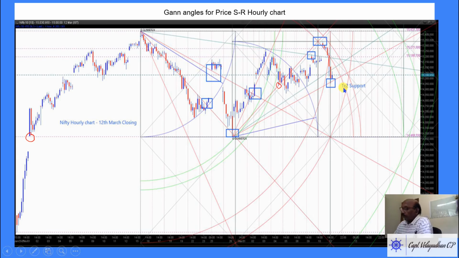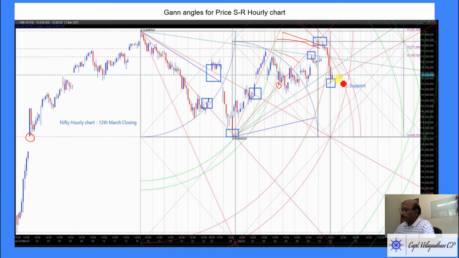And when you analyze the Gann angle from here on the hourly chart, you can see the price moved up, but price is continually moving away from the angle. Price is moving away. The distance is increasing. It indicates weakness in the market. And the weakness is shown clearly on the hourly chart.